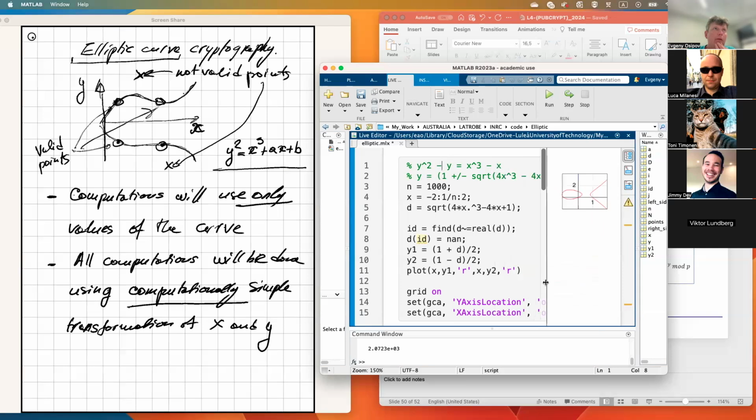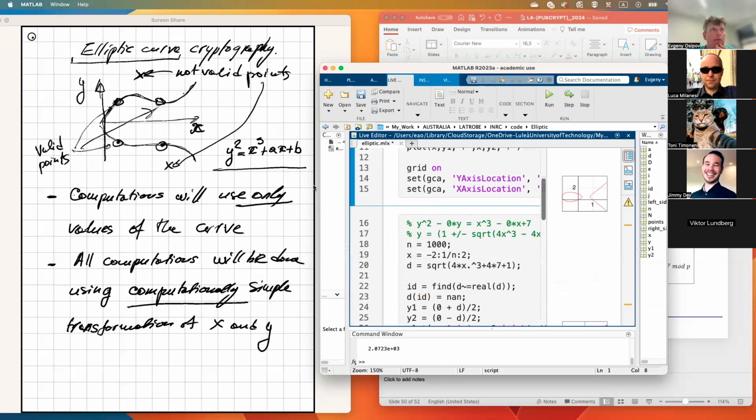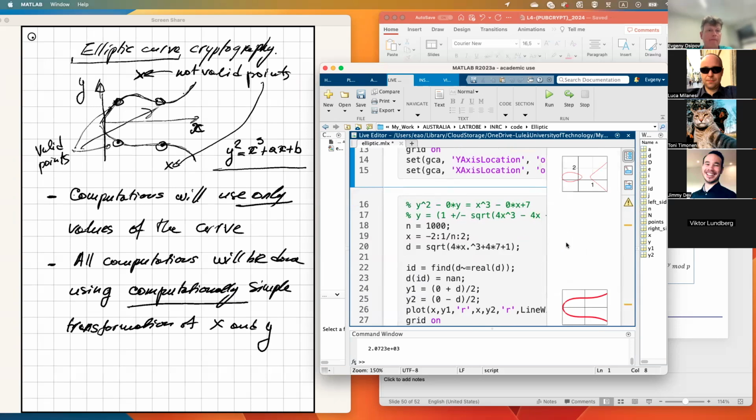But for example, if we take this equation over here, maybe I will simplify it a little bit by saying that a equals 0, so we have only y square equals x cube plus b, and let's say b equals 7. So then you will see a similar shape as I have drawn here. So if you visualize it.